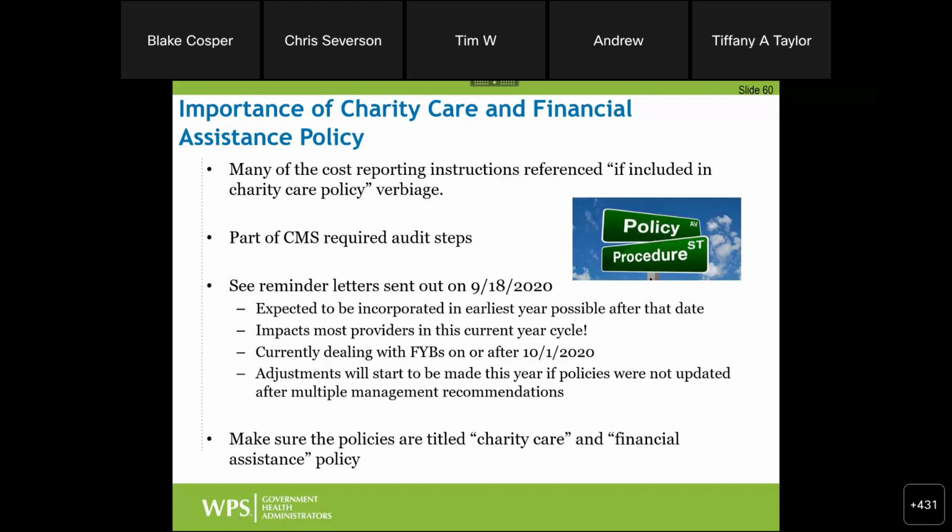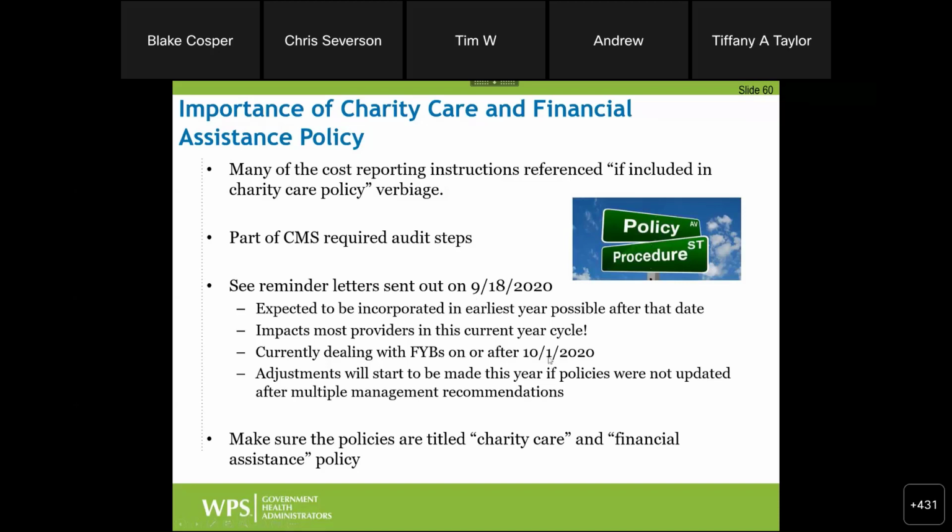We also put it on our website. We also put a YouTube video out there. We also do management letters along the way. So you can see just how important this issue is to CMS. And again, this was 9/18 of 2020. We're currently dealing with fiscal year begins on or after 10/1 of 2020.